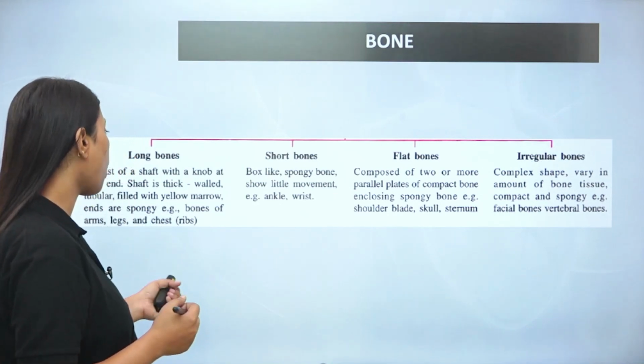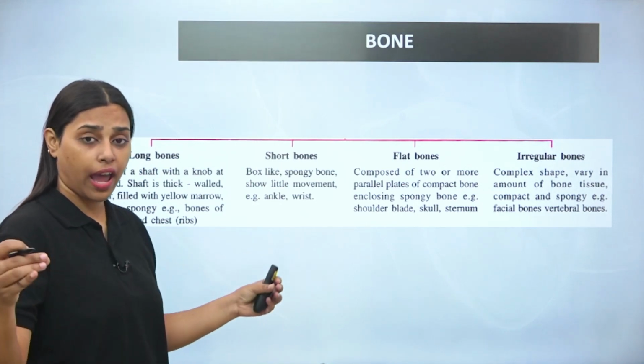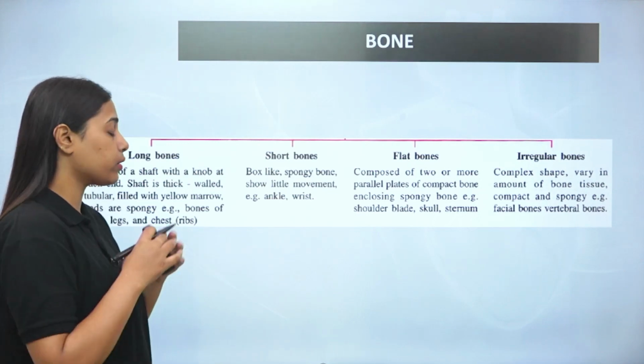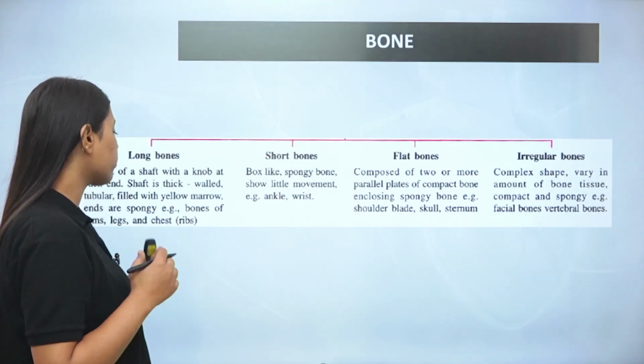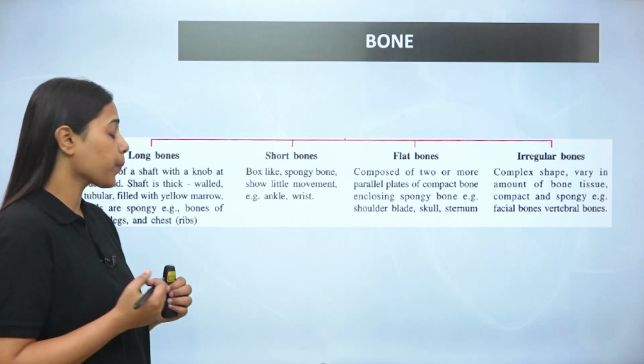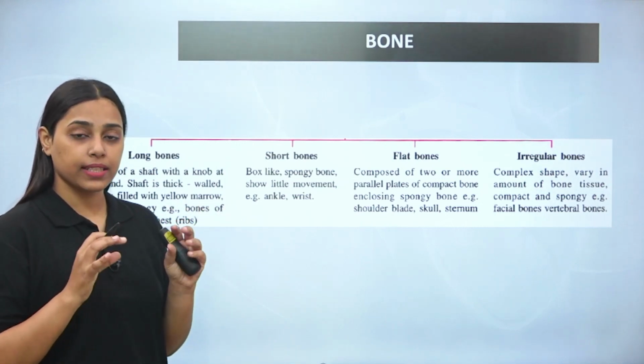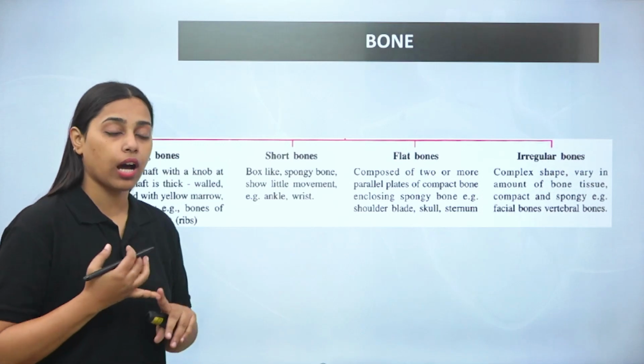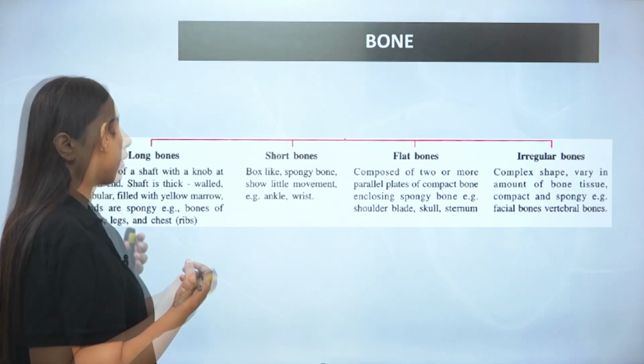Whereas long bones consist of a shaft with a knob at each end. The shaft is thick and walled also, and it has a filling of yellow marrow, with the ends present in the marrow and spongy, and they include bones of arms, hands, chest, etc.